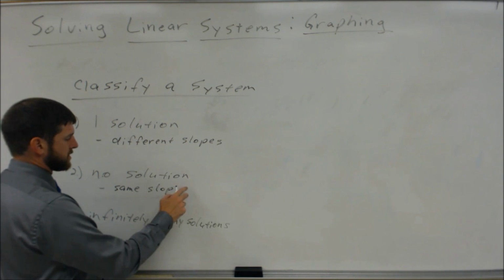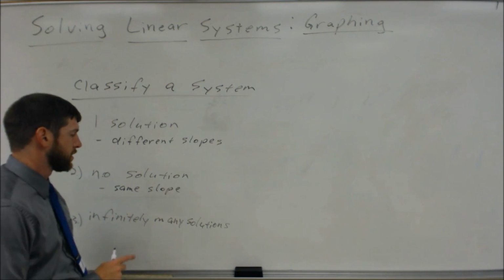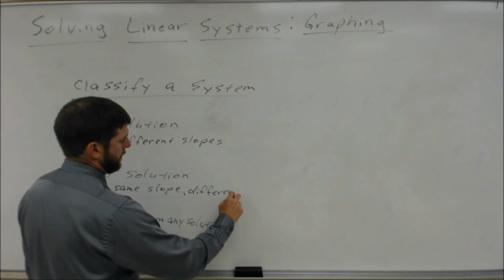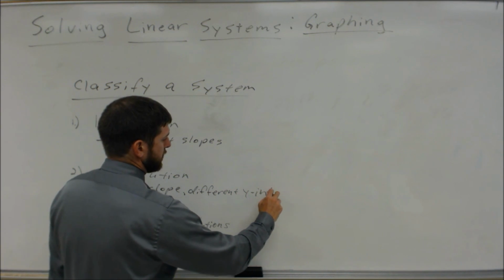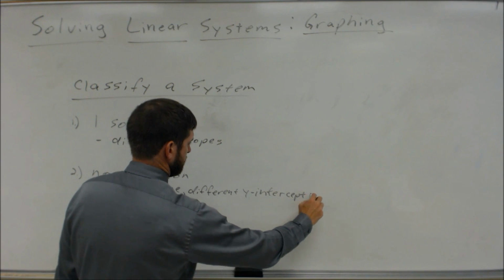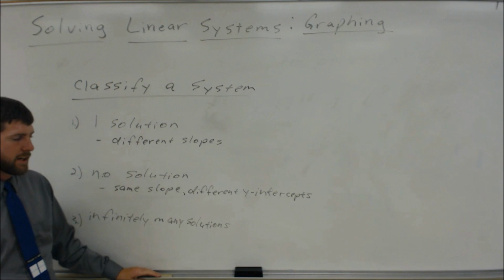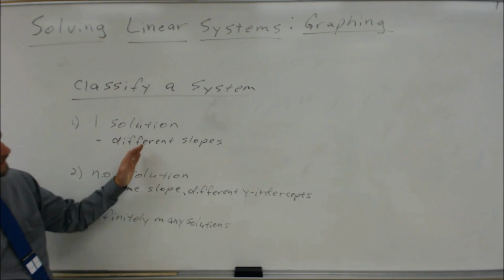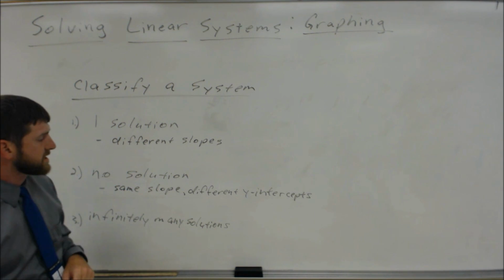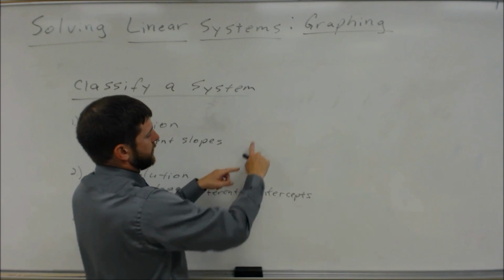But they can't just have the same slope. They've got to have the same slope and have started at different points. So it's same slope with different y-intercepts. Same slope, different y-intercepts. And the last scenario is infinitely many solutions. If they have different slopes, they're turned at some angle and they're going to cross eventually. If they have the same slope, they're going in the same direction, but different y-intercepts puts them in different places.